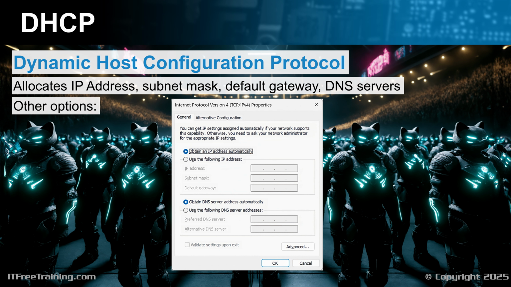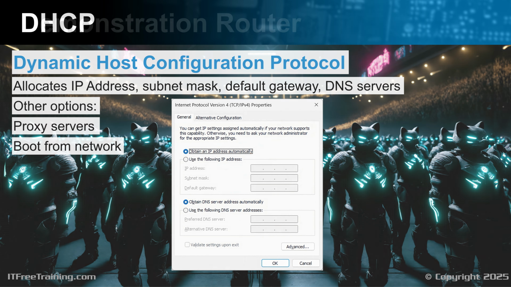There are other options that can be configured. For example, you could configure proxy servers, boot from network options, plus a lot of different options. Generally, these types of options are configured on enterprise networks. Home DHCP devices generally don't have these extra options, since a home user generally does not use them. Let's have a look at a home router and see what kind of DHCP server it implements.